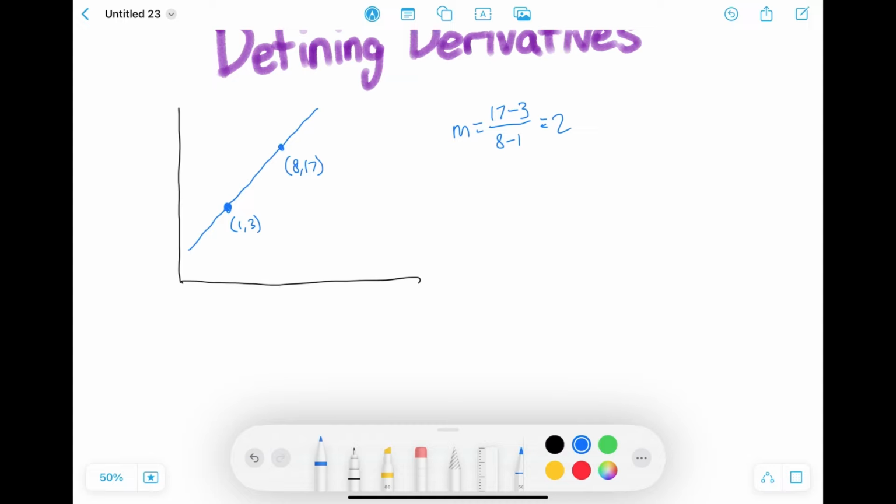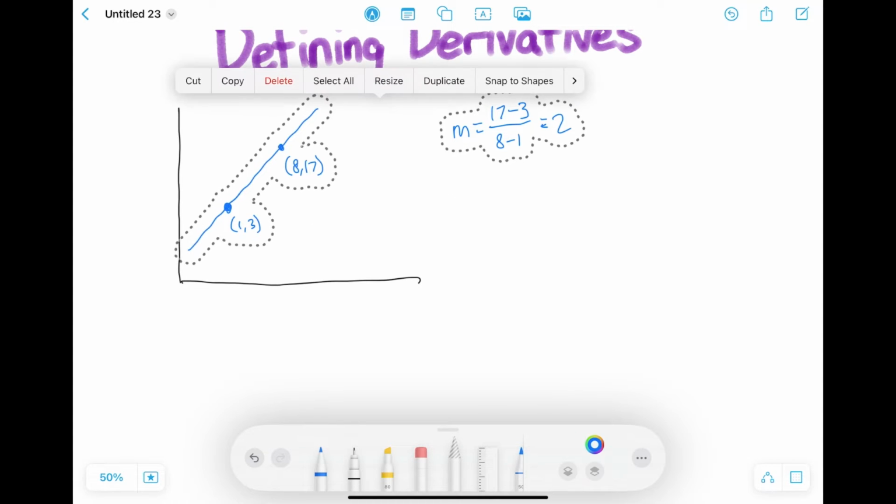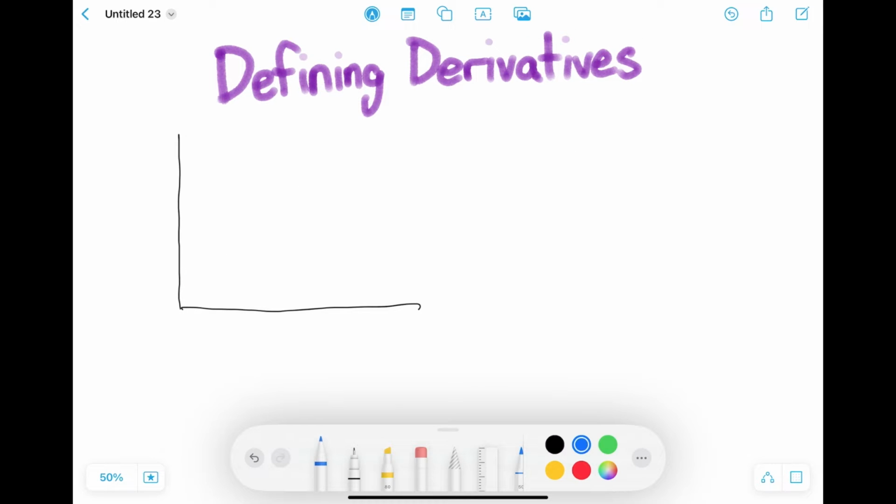Now, let's erase this real quick. The issue comes with, what if we don't have a linear equation? What if instead we have an equation that looks like that? I know you're not normally going to see an equation as crazy as this, but it's just for explanation purposes.